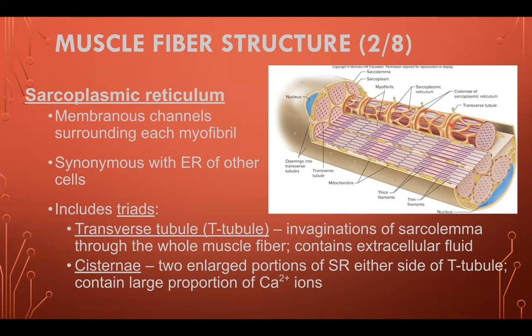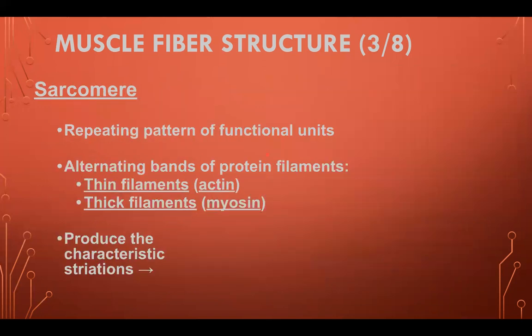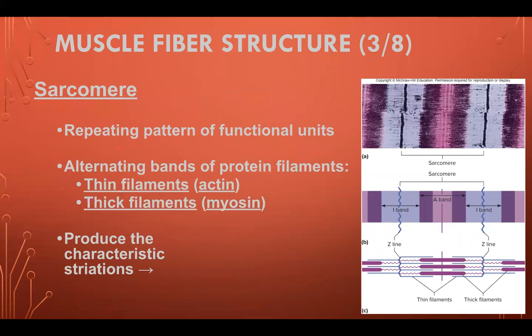Okay, so these other two parts of the triad are called the cisternae, and they are just larger portions of the sarcoplasmic reticulum. As you can see, it's kind of thin here, but it gets a little bit thicker as you get towards the triad. So the main thing about these cisternae is that they contain large concentrations of calcium ions. So when the cell is activated, then the sarcoplasmic reticulum here in the cisternae are going to release all those calcium ions.